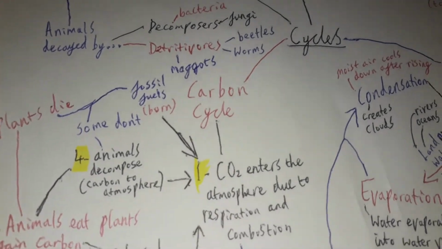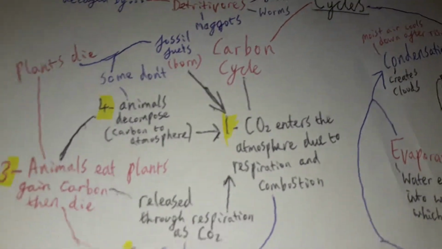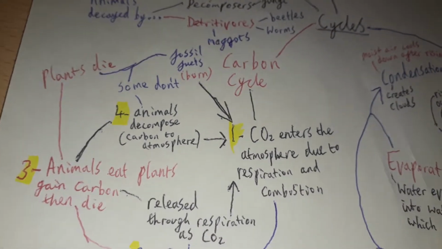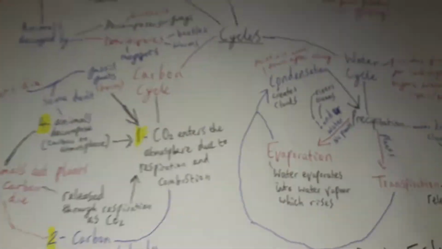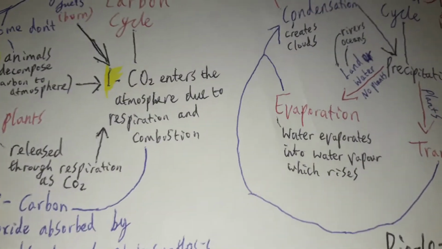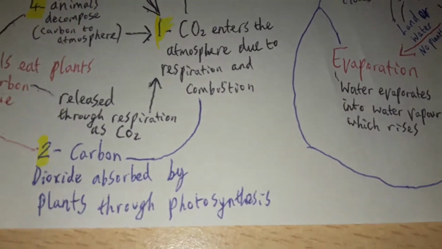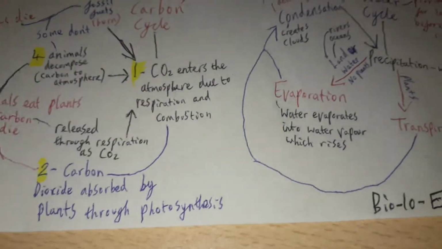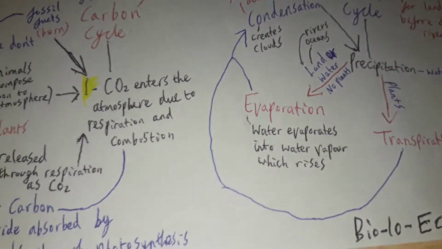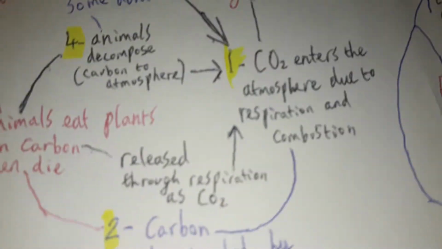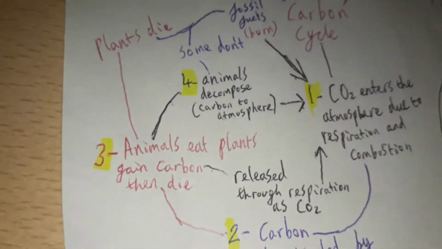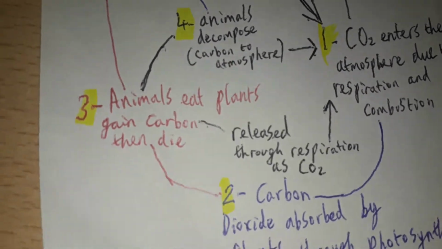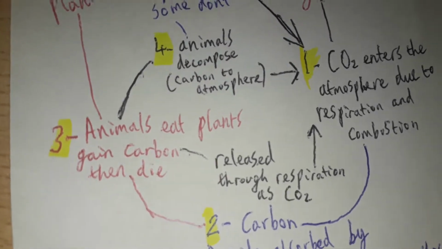The carbon cycle starts when CO2 enters the atmosphere due to respiration and combustion. Respiration is breathing out, because that's carbon. Combustion, the burning of things, also causes CO2 to rise. Next, carbon dioxide is absorbed by plants through photosynthesis. As we know, plants breathe in carbon dioxide and breathe out oxygen, which is the opposite of humans and animals. Next, animals eat plants, they gain carbon from them, and then the animals die.